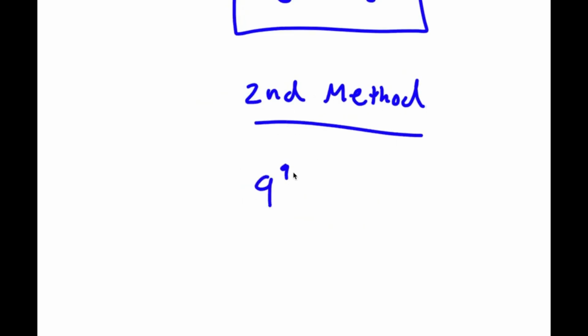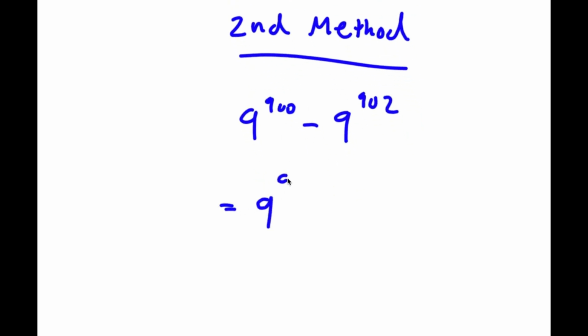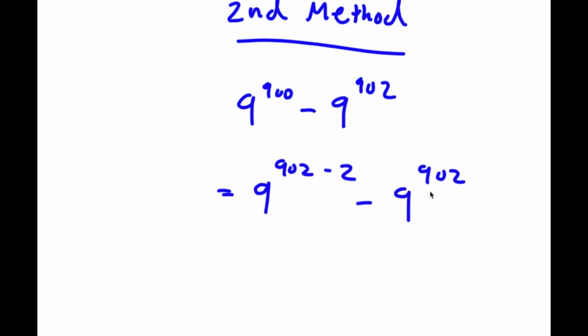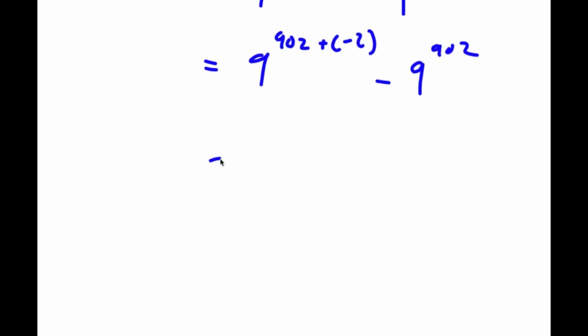First start with 9 to the power of 900 minus 9 to the power of 902. Now, instead of rewriting 902 as 900 plus 2, I'm going to rewrite 900 as 902 minus 2. So now I have 9 to the power of 902 minus 2 minus 9 to the power of 902. Now I'm going to rewrite this as 9 to the power of 902 plus negative 2 minus 9 to the power of 902. So now this is equal to 9 to the power of 902 times 9 to the power of negative 2 minus 9 to the power of 902.